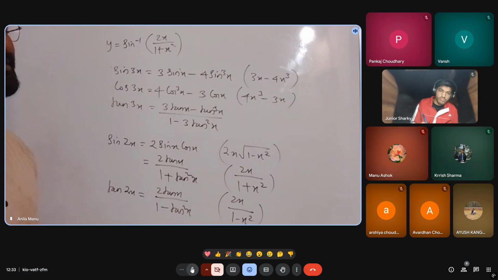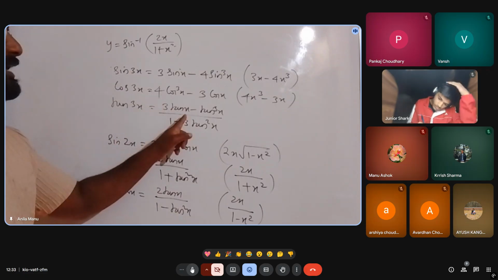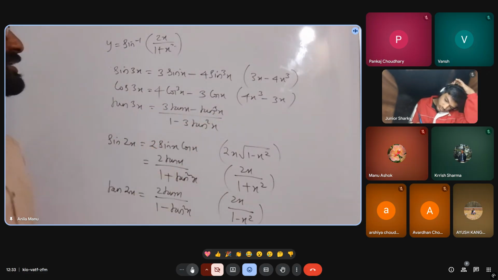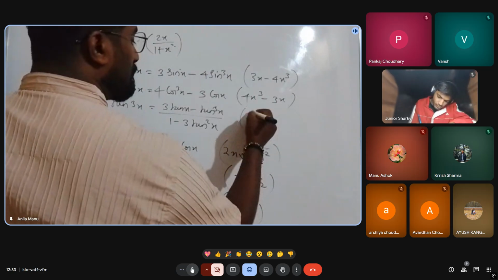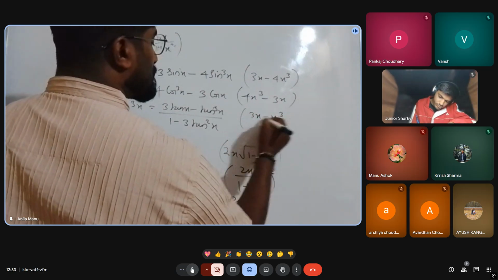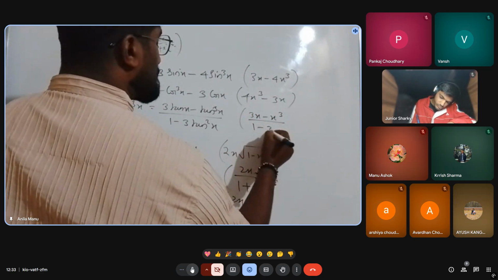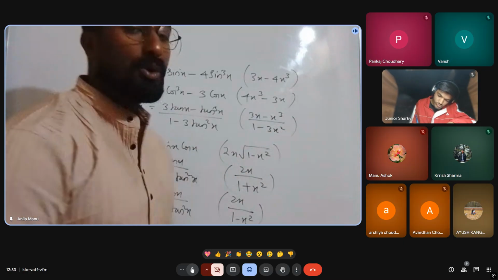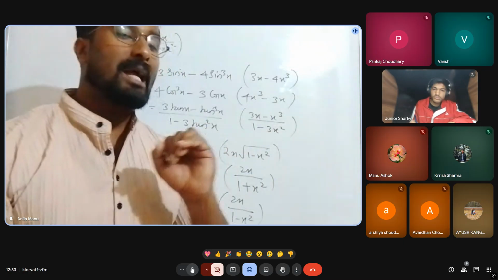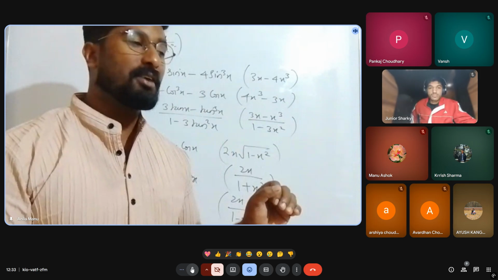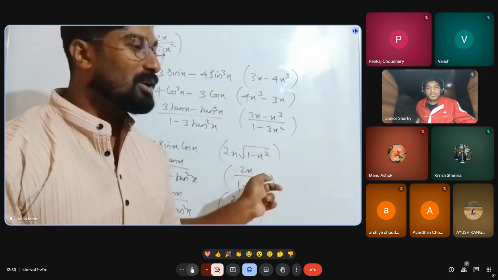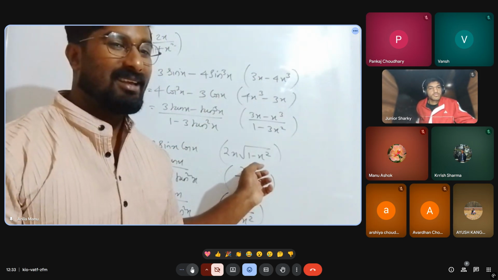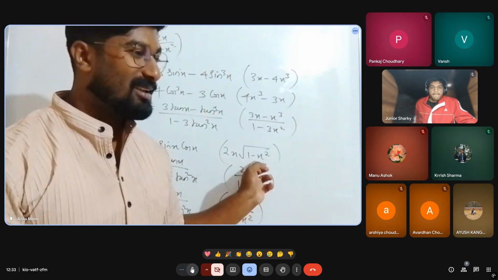Next, tan 3x, 3 tan x minus tan cube x divided by 1 minus 3 tan square x. That is going to be 3x minus x cube divided by 1 minus 3x square. So what you should do today when you practice questions from inverse trigonometric functions, you just go through this property, the algebraic forms, and you will get it easily. Questions are of these types only.